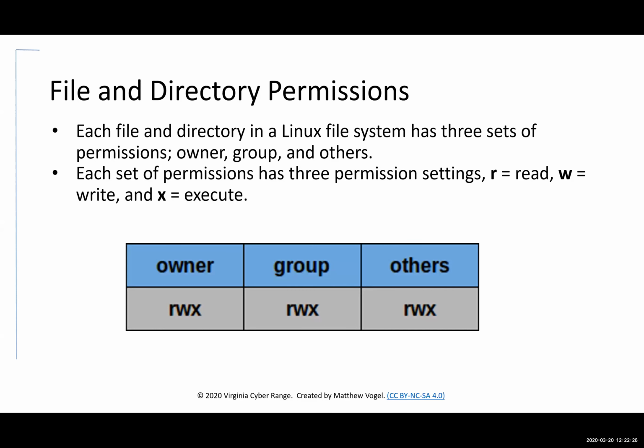So, file and directory permissions. Each file and directory in the Linux file system has 3 sets of permissions: owner, group, and others. The owner of the file has some permissions: RWX, read, write, execute. The group has some permissions, read, write, execute, and then others have some permissions, read, write, execute.